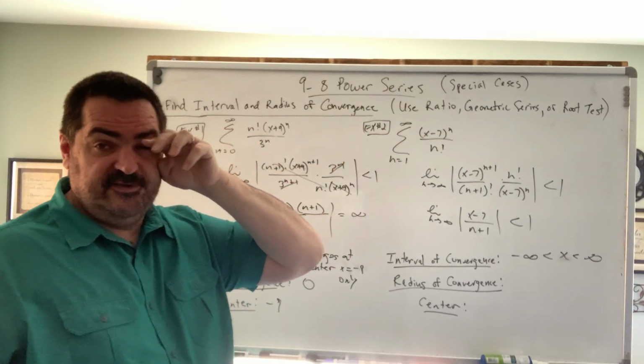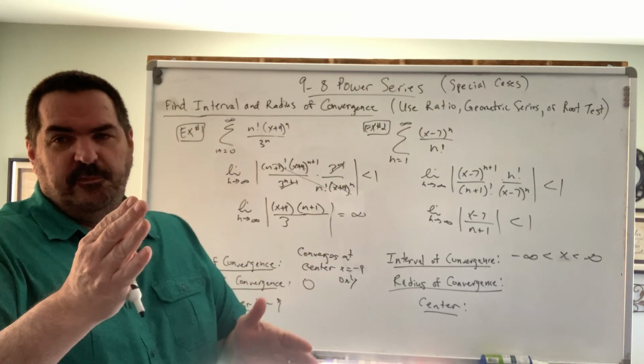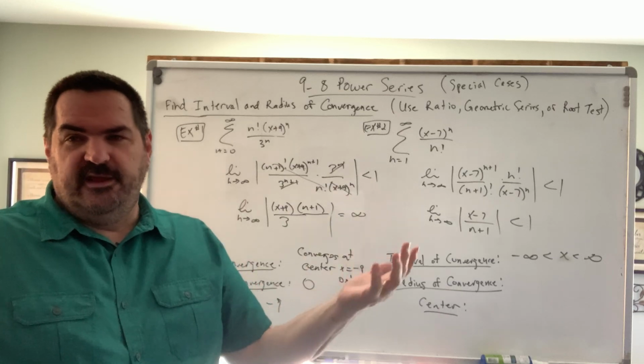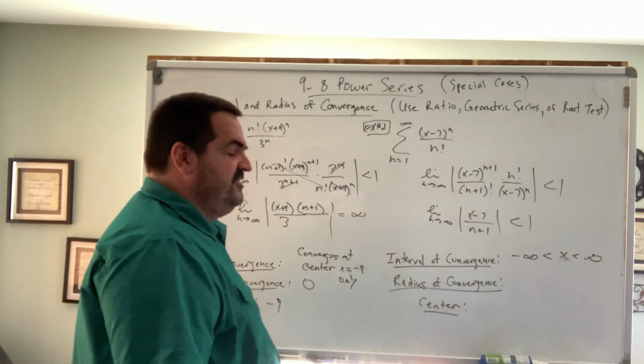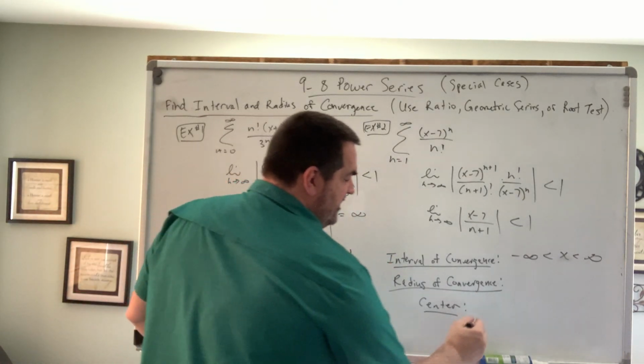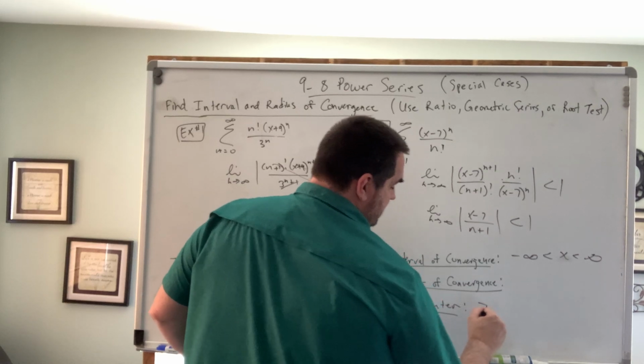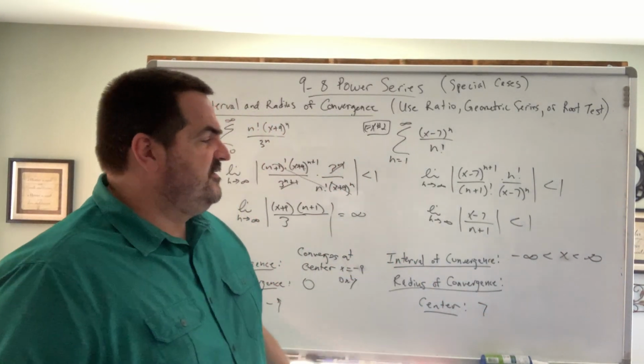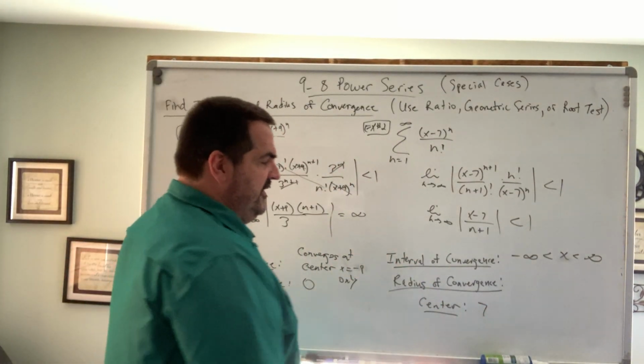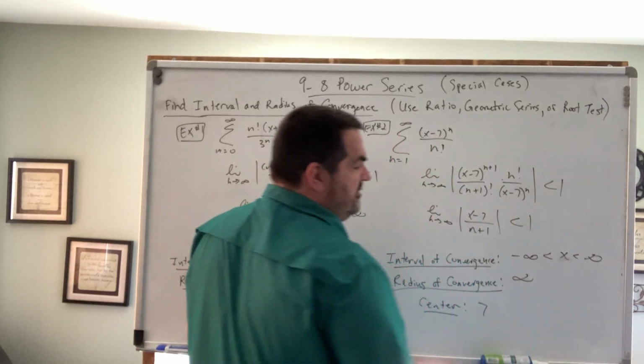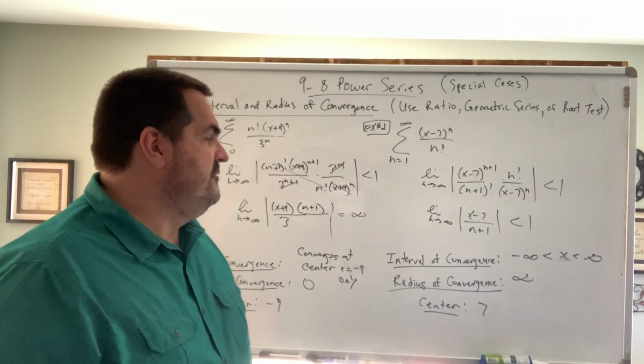Some people ask, is 0 your center? Any number is in the middle between negative infinity and infinity. 0 is the technical middle, I guess. But the center is 7. The radius of convergence, if they asked one, would be infinity. And we have infinity in each direction for it.